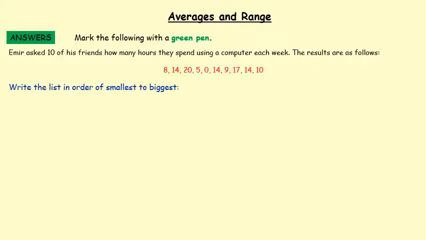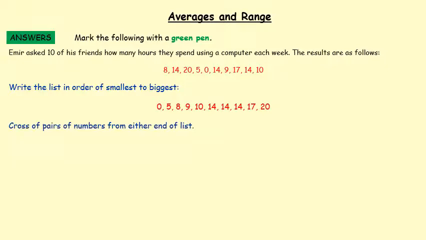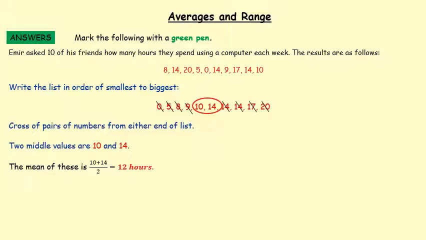So what we want to do first, remember, write our list in order of smallest to biggest. Cross off pairs of numbers from either end of the list. And we end up with two pieces of data in the middle. So we've got 10 and 14. Because there are two middle values, we have to find the mean of them. Might be counterintuitive, but that's what we do. So we say the mean of them, add them together, divide them by 2. 12 hours is your mean. Okay, and that means our median is 12 hours.